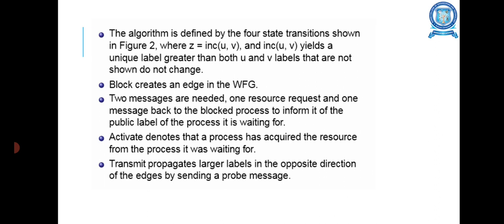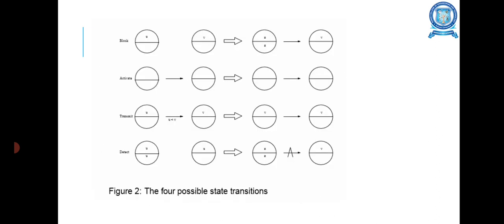The algorithm is defined by the 4-state transition diagram shown in the figure. Block creates an edge in the WFG. Two messages are needed, one a resource request and one a message back to the blocked process to inform it of the public label of the process it is waiting for. Active denotes that the process has acquired the resource from the process it was waiting for. Transmit propagates larger labels in the opposite direction of the edges by sending the block message. These are the 4 possible state transitions: first is block, second is active, third is transmit, and next is detect.